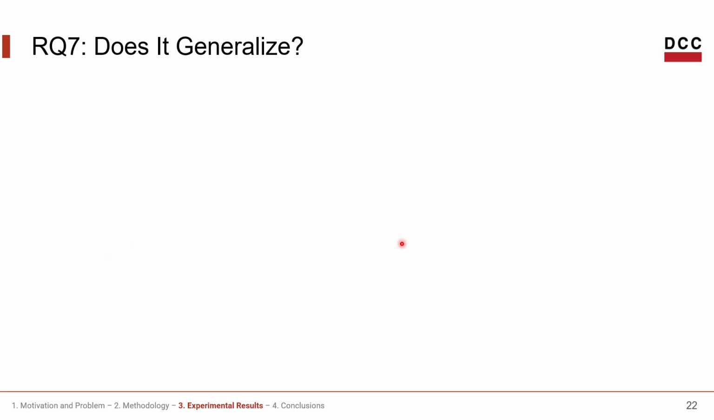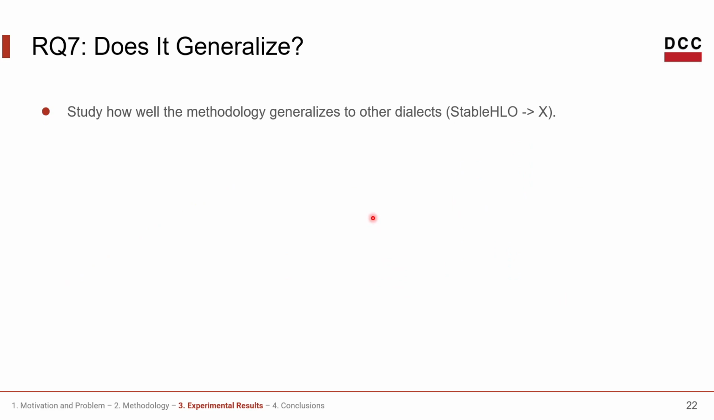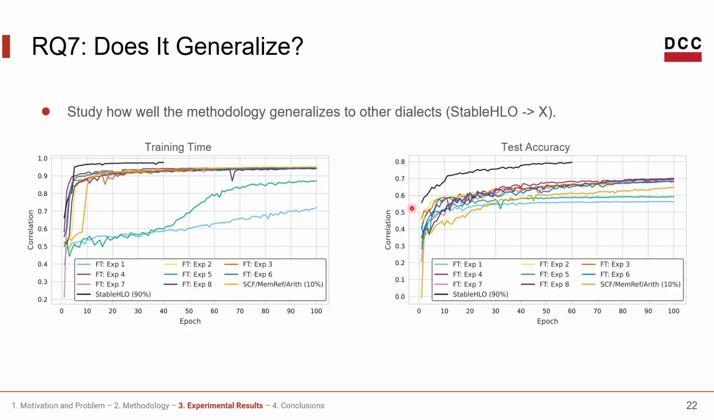Now, for the last question, research question 7, it asks whether the approach generalizes beyond Linalg, so by transferring from StableHLO to other dialects. The first one that I used is a combination of dialects, namely SCF, MemRef, and Arith. This combination sits a bit lower than Linalg in terms of abstraction level. The conclusion here is that there are still some gains from applying fine-tuning, especially in the task of predicting test accuracy, but the gains aren't as pronounced as when adapting to Linalg.